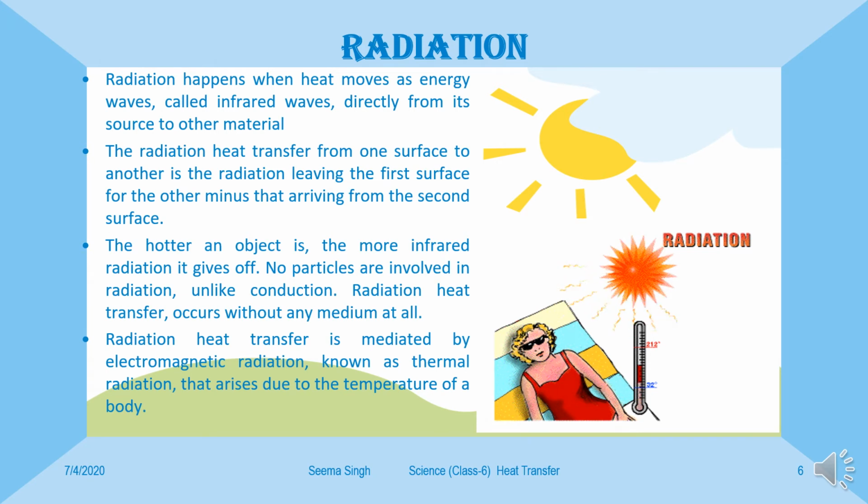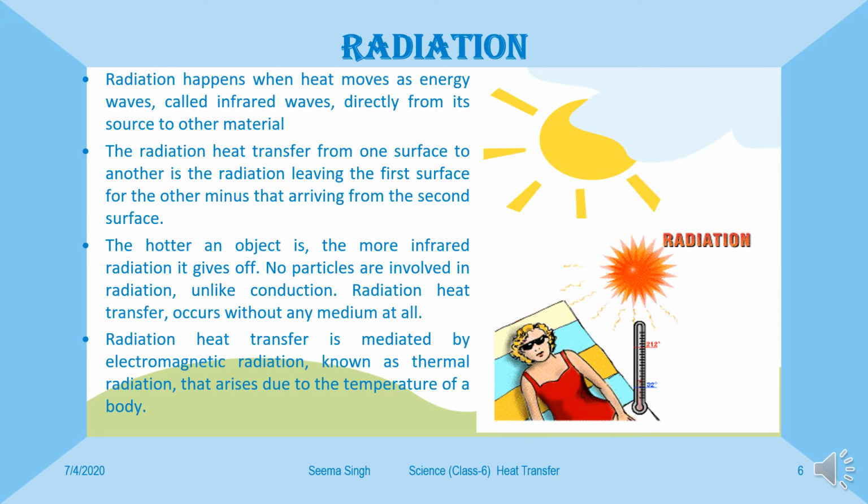Now, the hotter an object, the more infrared radiation it gives off. The higher the temperature of a source, the more infrared waves will be emitted by the source. We need to understand this. Whenever we have a source at a higher temperature emitting waves or rays, these waves or rays will be more in quantity at higher temperature.